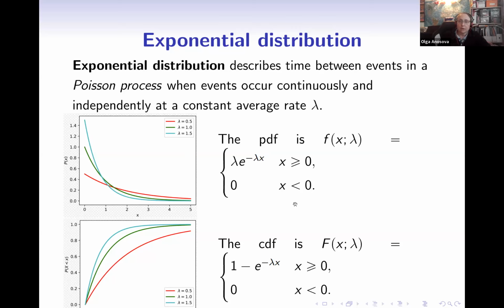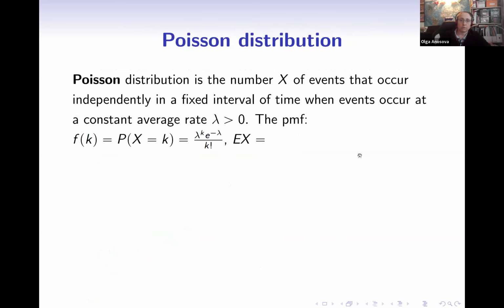Well, but let's go one step back and have a look at the Poisson distribution. So Poisson distribution again is the number of events that occur independently if we know that they occur at some constant average rate.